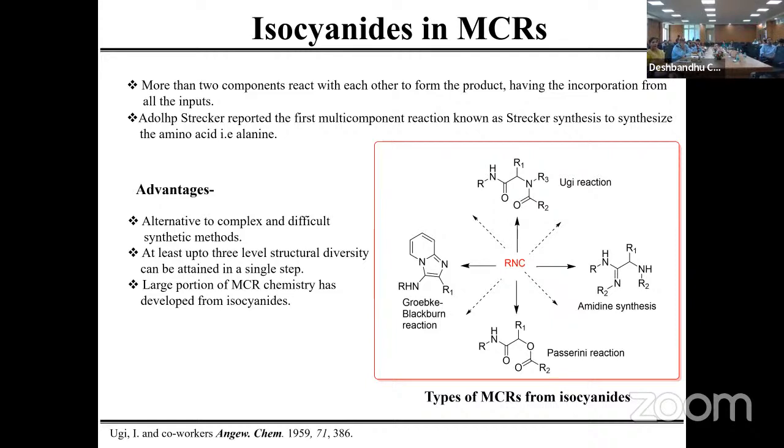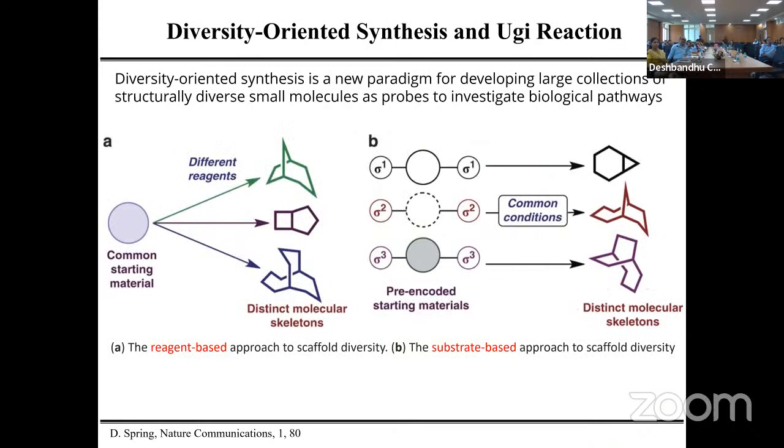Apart from this, isocyanides have also been utilized in a number of other multi-component reactions, such as Groebke-Blackburn, which generates imidazopyridines, whereas amidines can also be synthesized. Generally, these multi-component reactions generate precursors with high diversity points, and these diversity points have multiple advantages, specifically in terms of diversity-oriented synthesis.